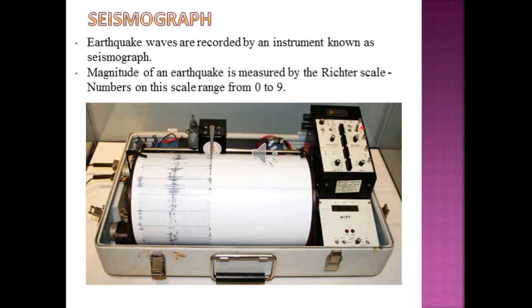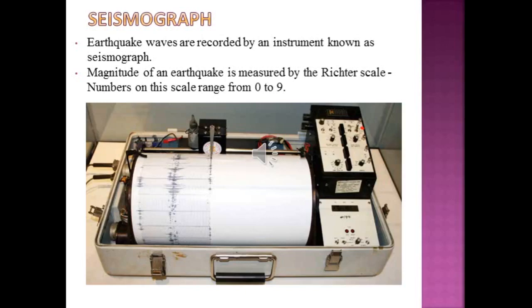The earthquake waves are measured by an instrument known as a seismograph. So we saw that an earthquake means waves, seismic waves traveling from the focus to the epicenter. These seismic waves are measured by a seismograph. Then the magnitude of an earthquake, the level of the earthquake, is measured by a scale called the Richter scale.